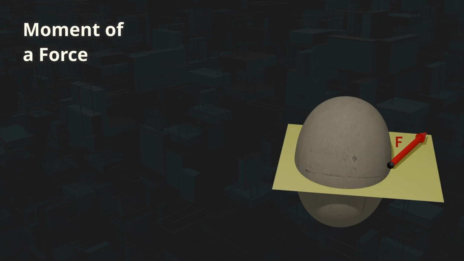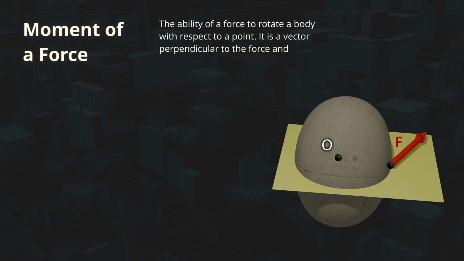The moment of a force with respect to a point measures the force's ability to rotate a rigid body around that point. It is defined as the vector product between the position vector from the point of force application to the reference point O and the force vector. The moment is represented by a vector perpendicular to both the force and position vectors.